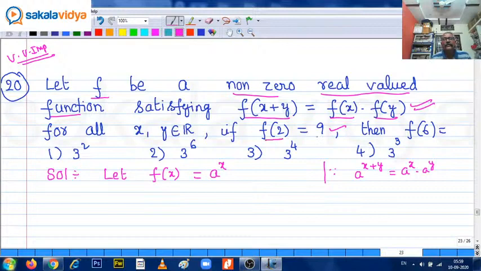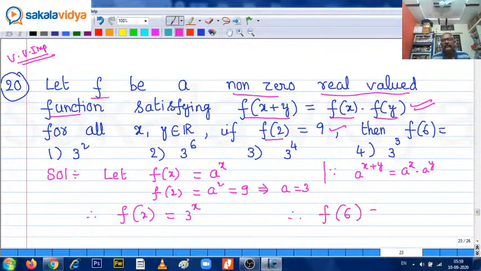What is given? f of 2 is equal to 9. Since f of 2 is equal to 9, a squared is 9. That means a is equal to 3, because it is a non-zero real valued function. Now the function will be defined as a continuous function, f of x is 3 power x. But we need to find out f of 6. f of 6 equals 3 raised to 6. Second option is the right option.